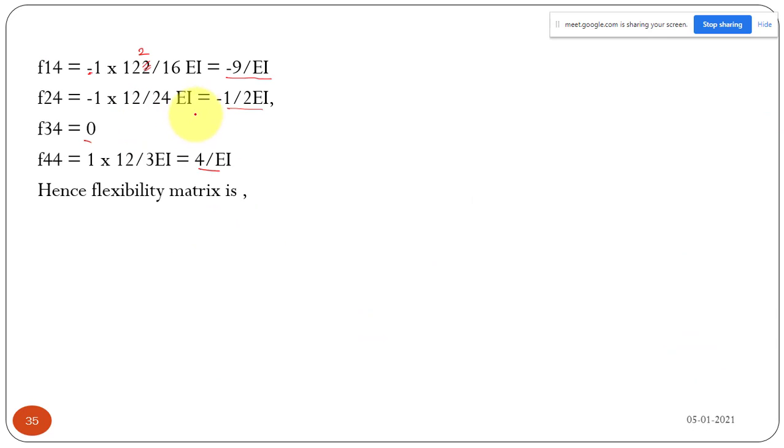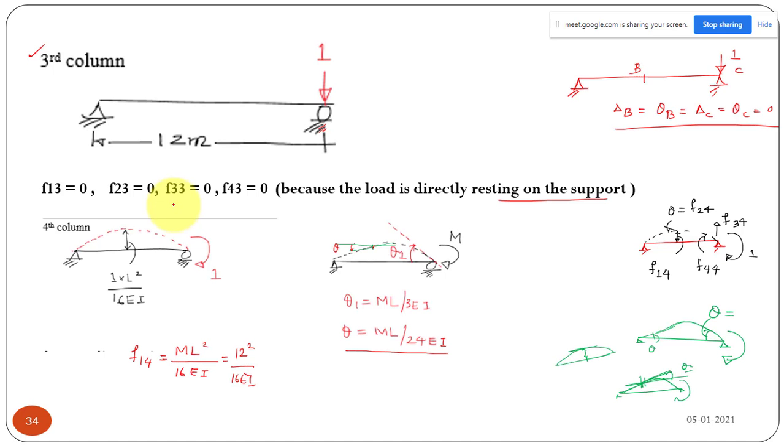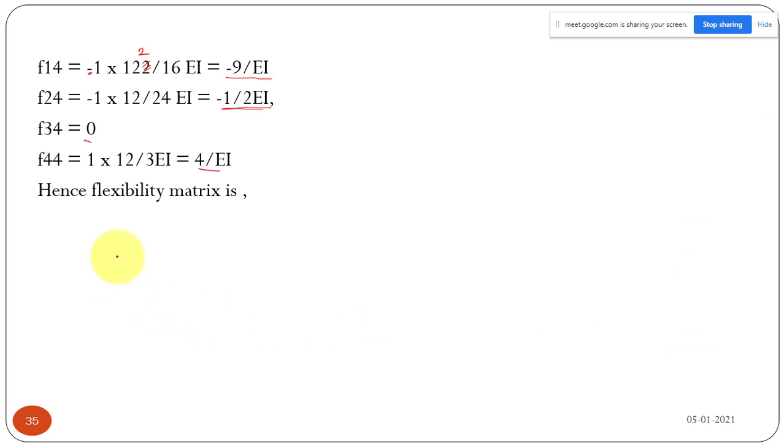Okay, so you have to revise it and solve it. Then you will understand. At least you should understand the sign convention and all the elements. What is an element? How to find that? That should be clear. So apply unit load, find the deflection at the center, rotation at the center, deflection at the support and rotation at the support. That is your four elements: F14, F24, F34, and F44. So now I have got all the elements.